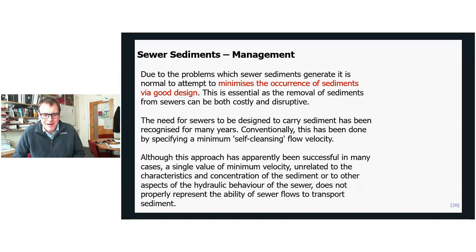Although this approach has apparently been successful in many cases, a single value minimum velocity, unrelated to the characteristics and concentration of the sediment or to other aspects of the hydraulic behaviour of the sewer, does not properly represent the probability of sewer flows to transport sediment. So I guess what that's saying is perhaps there might be situations where it's lower risk, so you can get away with a slightly slacker gradient or lower self-cleansing velocity, whereas there might be higher risk areas where you want to have higher flow velocities just to make sure there's no problems, which makes sense when you think about it.